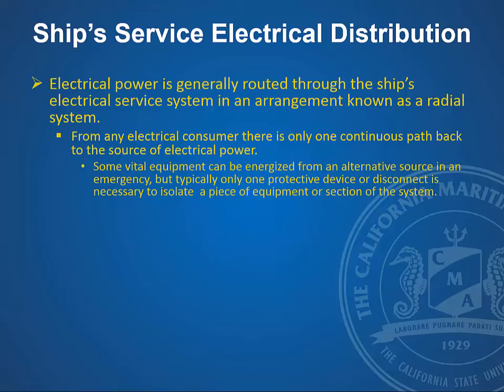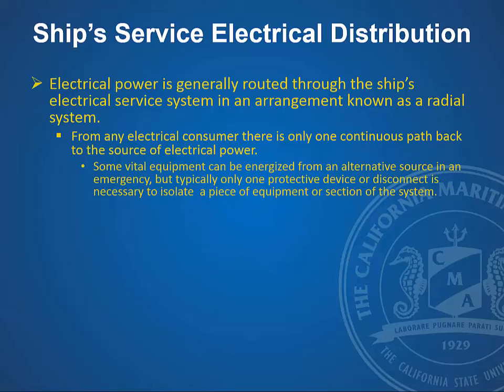from any electrical consumer, there is only one continuous path back to the source of electric power. Some vital equipment can be energized from an alternate source in an emergency, but typically only one protective device or disconnect is necessary to isolate a piece of equipment or section. And again, this is for safety.